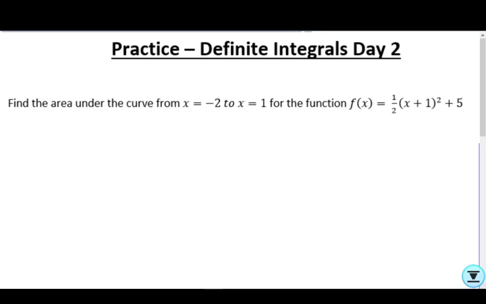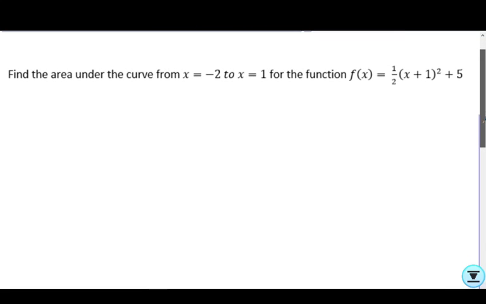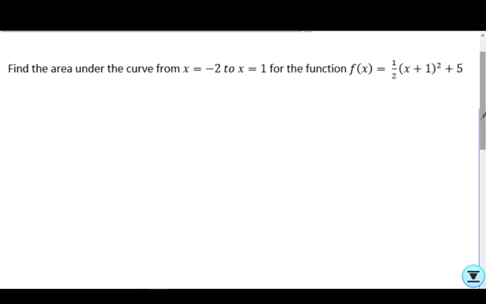Okay, so practicing definite integrals, day 2. Again, we're finding the area under the curve, this time from -2 to 1, and we're finding it under this quadratic function. Again, we're using this equation, the integral from a to b of f of x dx.